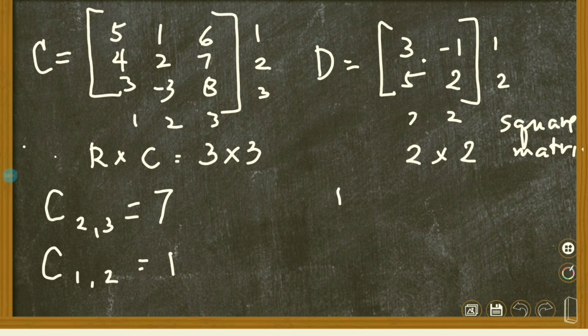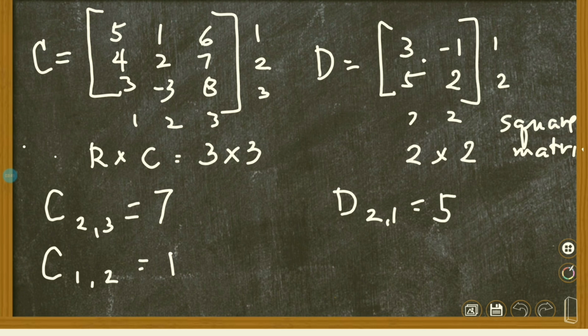So what is the element found in D21? So D21, that means second row, first column. So we have the second row found in the first column. So what is the element? So definitely the element is 5.